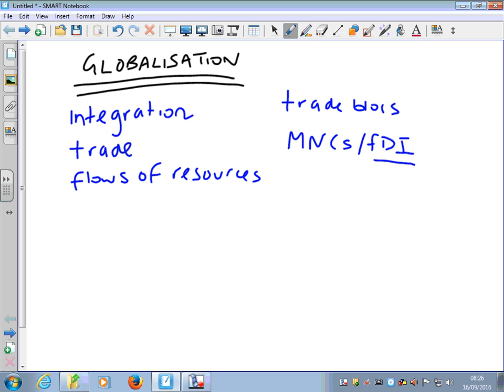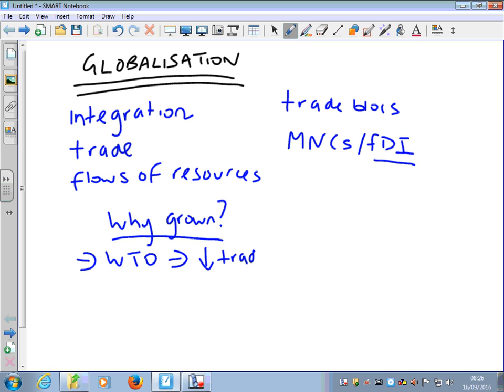Now, globalisation then, why has it increased massively? Well, let's think about why it's grown. One big driver of globalisation has been the World Trade Organization, the WTO. The WTO have focused over the last 70, 80 years or so on lowering trade barriers between economies, trying to promote economies to do more trade with each other, integrate more, connect more with different economies across the world. It's been a big driver of growth and has forced economies across the world to cooperate and work closer together.